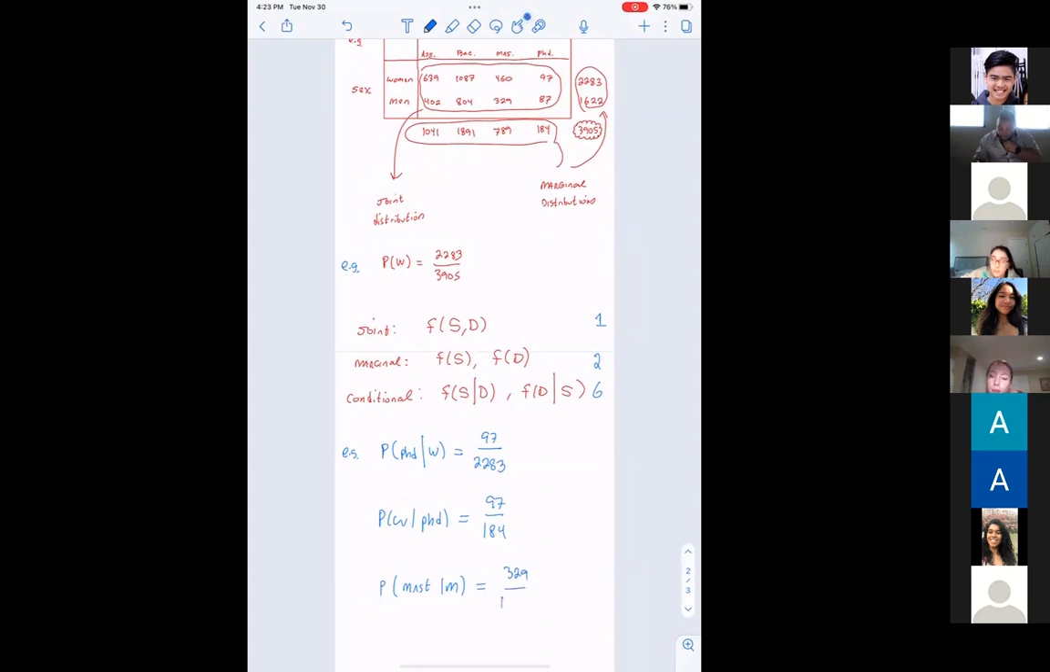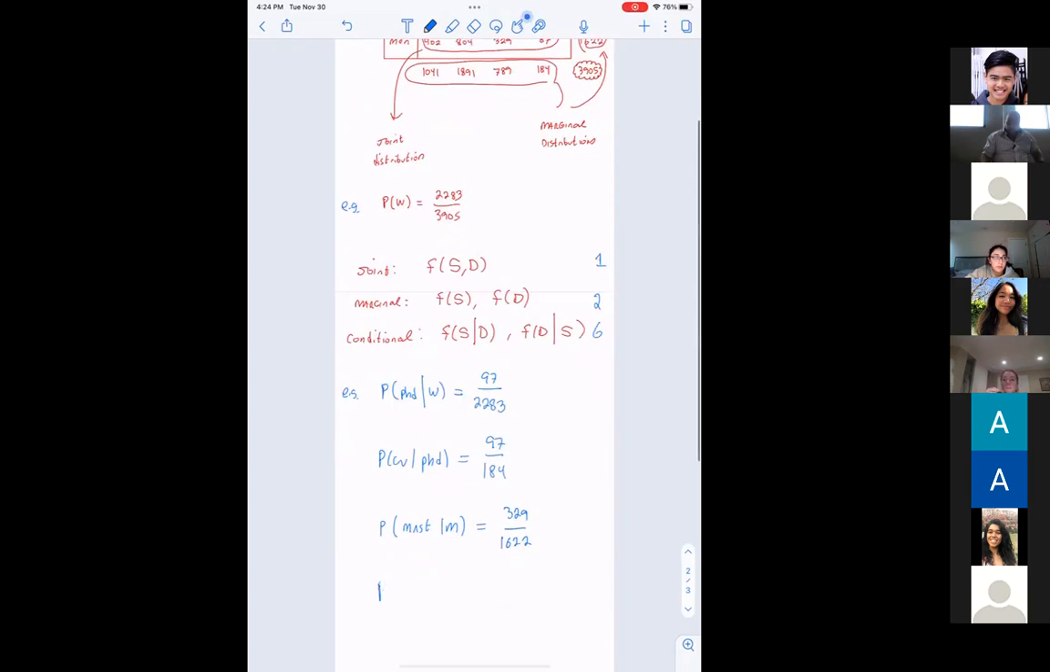329 over 1622. So Flower, you wrote 460 over 789. Let's think about that. First of all, 460 was with women, not with men. But even if it was with men, you're conditioning it the wrong way. Okay. Now, follow-up question. What's the probability that a person got a master's degree and was a man?